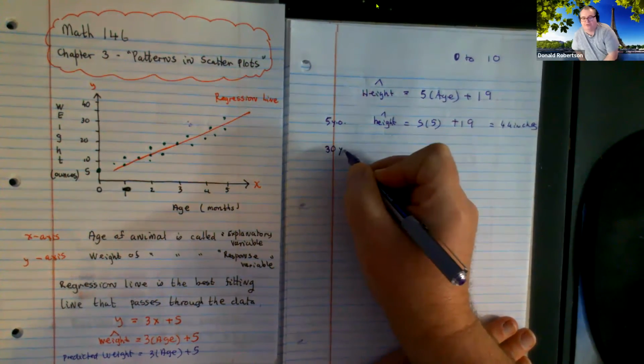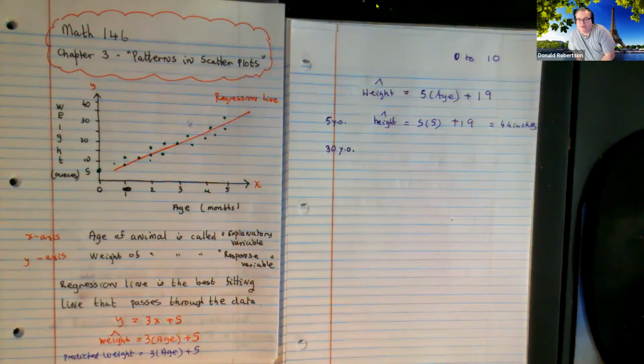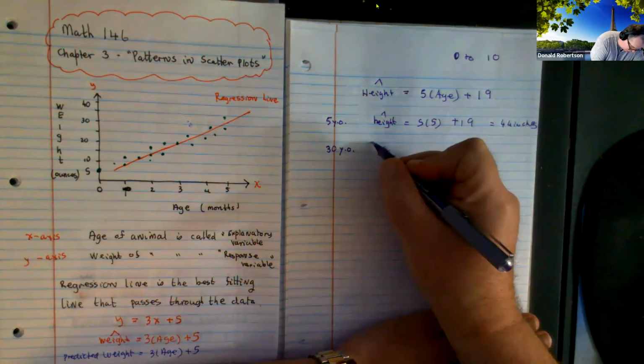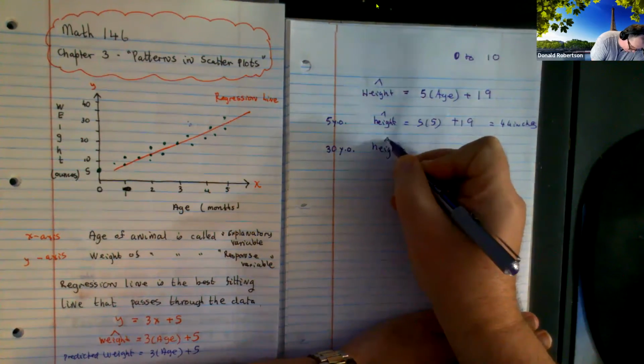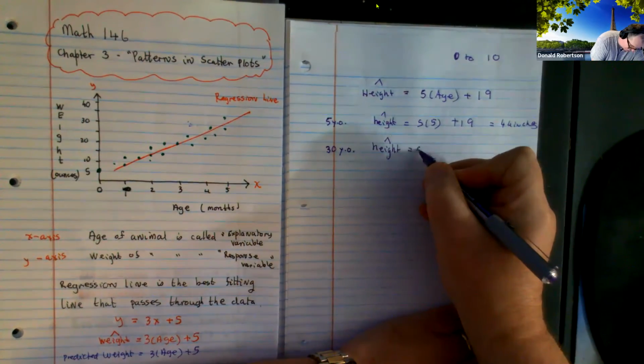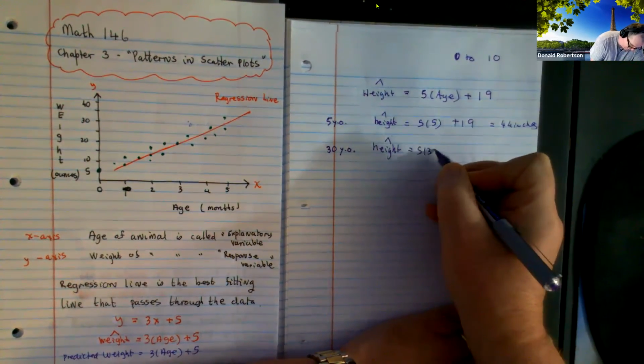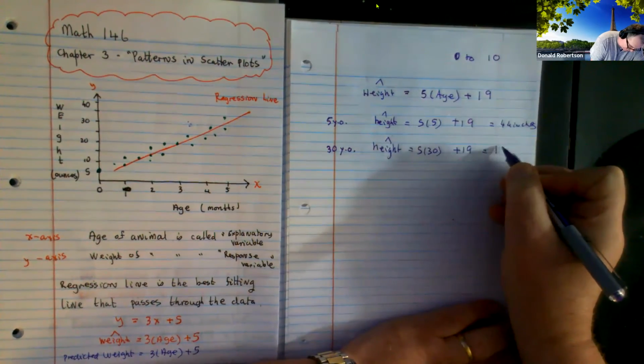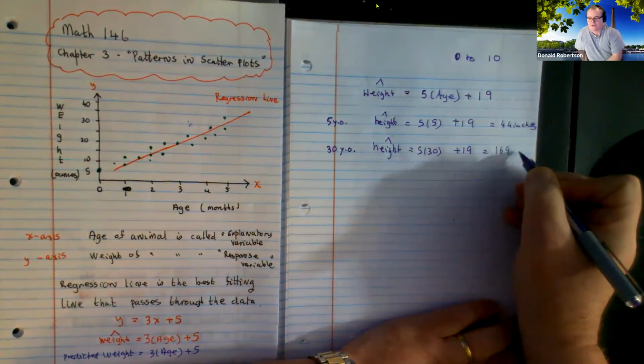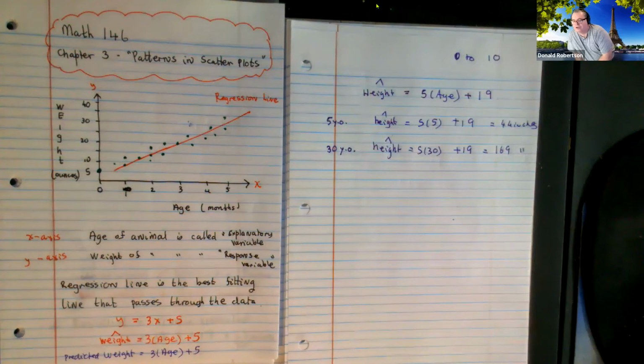I'm going to use this formula to predict the height of a 30-year-old person. So the predicted height would be 5 times their age plus 19. And I get the answer 169 inches. Would you agree that is not even vaguely realistic?